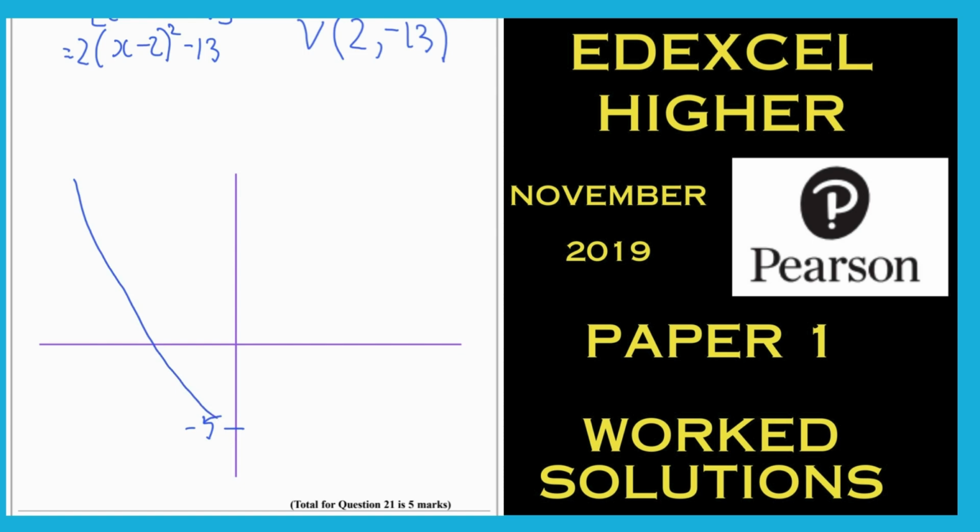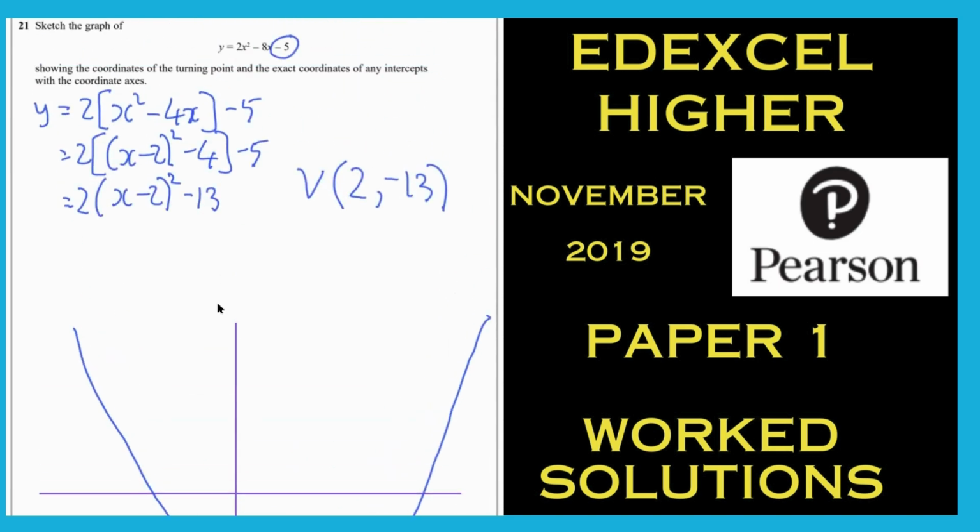That does start to give us the shape. It doesn't have to be to scale, it's a sketch. That vertex, give it the coordinate 2, -13. It's now these that are your problem. They are known as, yes, you've guessed it, solutions.